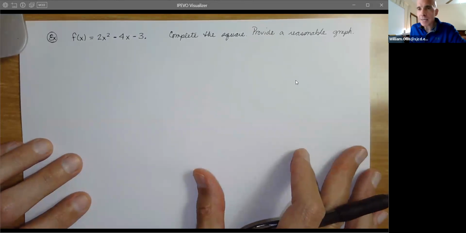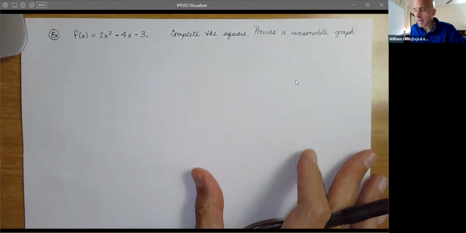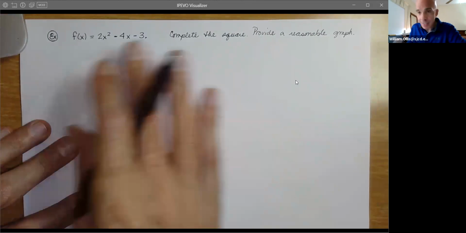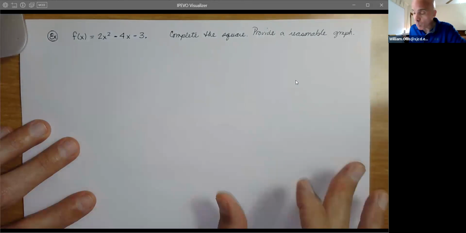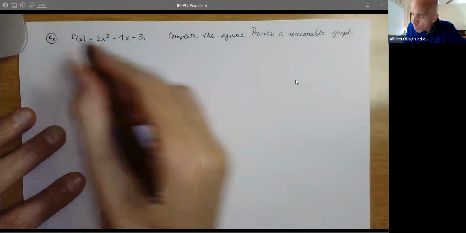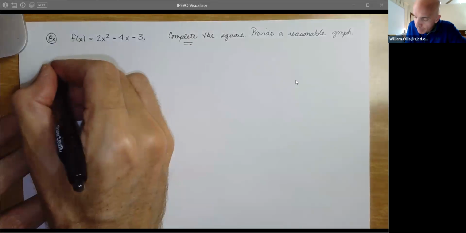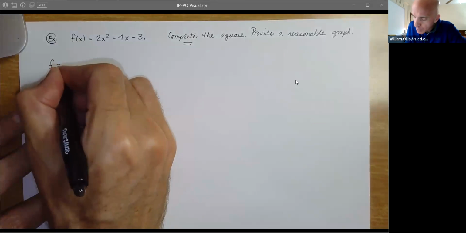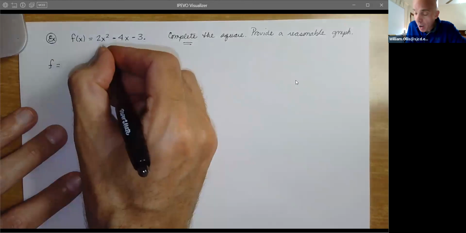So again, don't think you have to do this every time, but I think this is a good example that takes us back to our understanding of quadratics. So first, we want to complete the square. Remember, when you complete the square, you have to start out with monic.